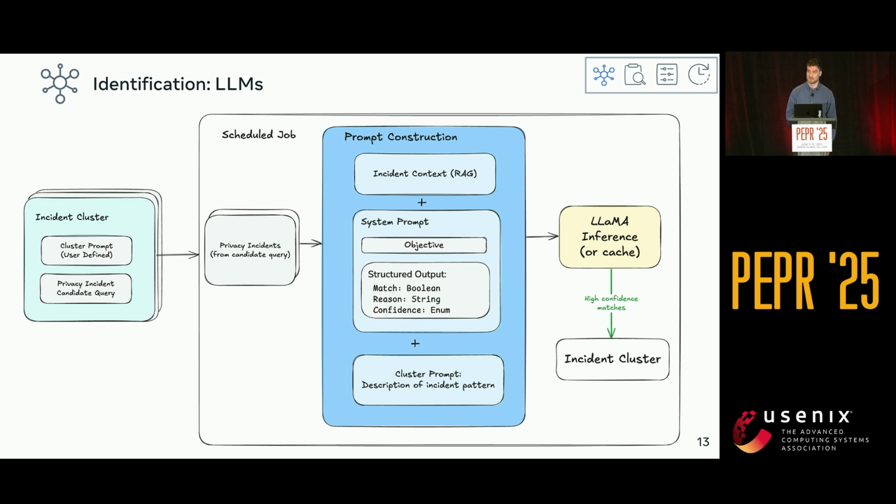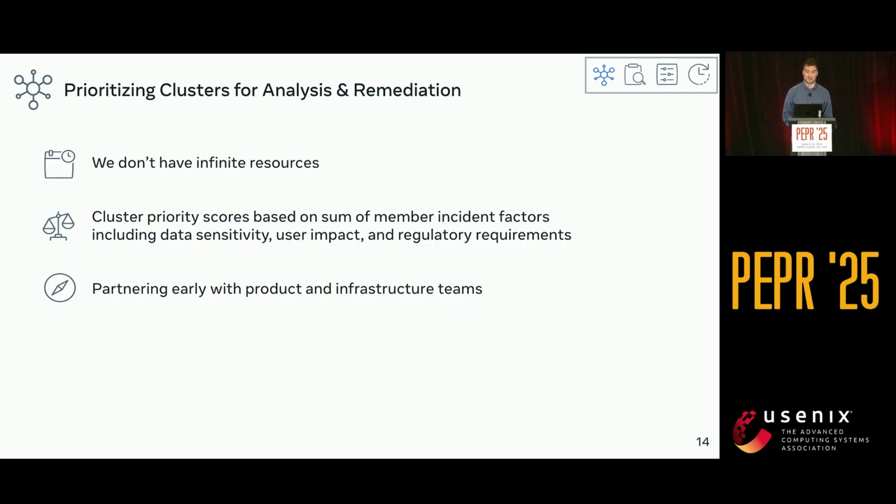Now, once we've identified clusters, we have to select which ones we'll prioritize for analysis and remediation because we don't have infinite resources. To do this, we calculate a simple risk score summing up factors of each member privacy incident in that cluster, like its data sensitivity, its user impact, and regulatory requirements. We also proactively engage with product and infrastructure teams early on to help with these prioritization decisions.